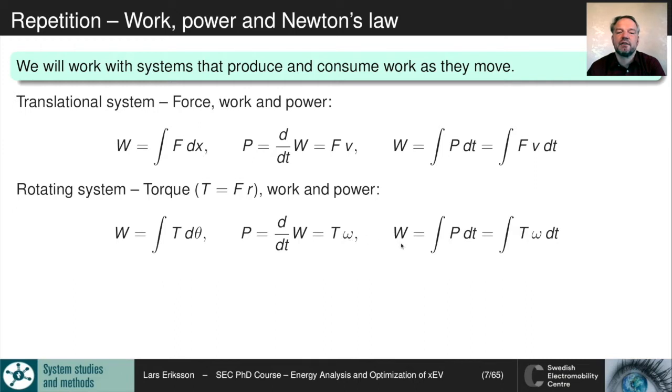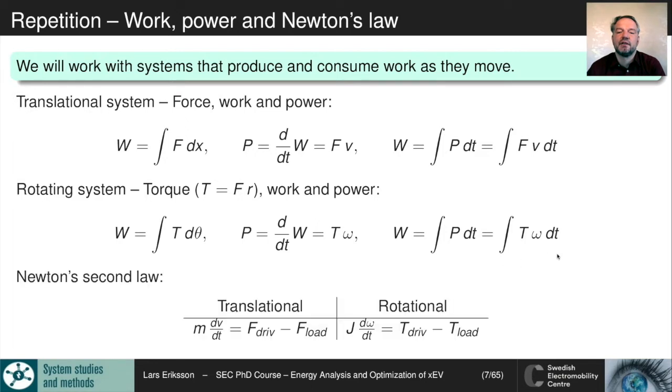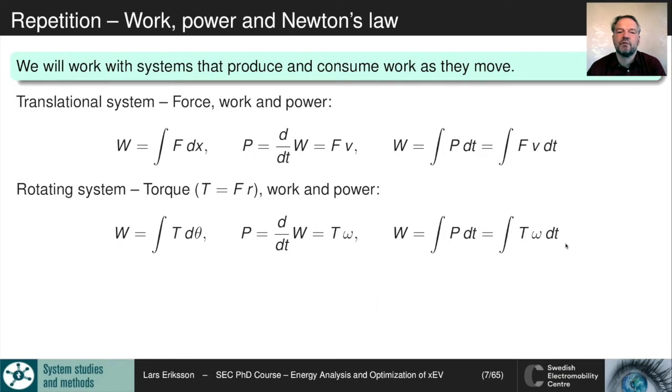And the work here in the integral part, we can do the same thing to get an integral over time, or we can work with an integral over angle. The driving cycles are usually specified in time, so they are most easily evaluated there. In other applications, when we travel a road and we have the road distance given, then this formulation might be more convenient. So the formulation you are turning to depends on what type of problem you have.